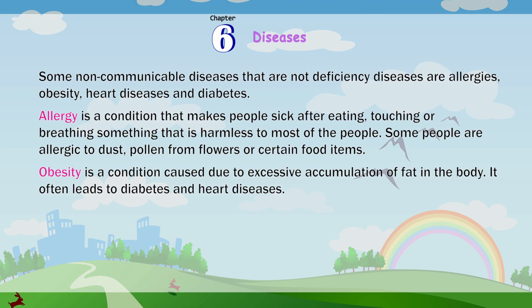Some non communicable diseases that are not deficiency diseases are allergies, obesity, heart diseases, and diabetes. Allergy is a condition that makes people sick after eating, touching, or breathing something that is normally harmless to most of the people. Some people are allergic to dust, pollen from flowers, or certain food items. Obesity is a condition caused due to excessive accumulation of fat in the body. It often leads to diabetes and heart diseases.